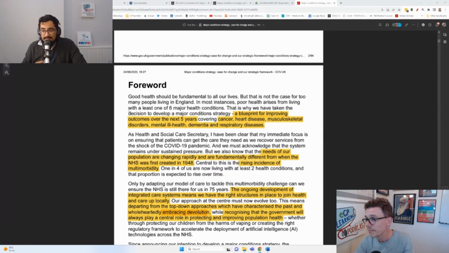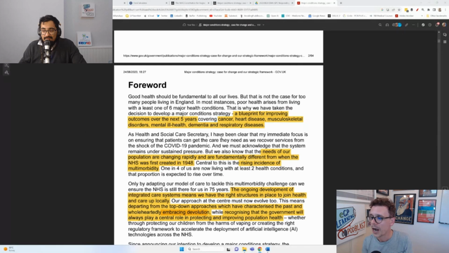So shall we dive in? And let's go for it. Foreword by Steve Barclay. So I think we've just highlighted some key phrases here. Do go away and read it if you're interested. But they're just highlighting it's a blueprint, and it's for improving outcomes over the next 5 years. So they're not going to improve things immediately, but I think they do want to see things improving by the time we're getting to the end of that 5-year period.